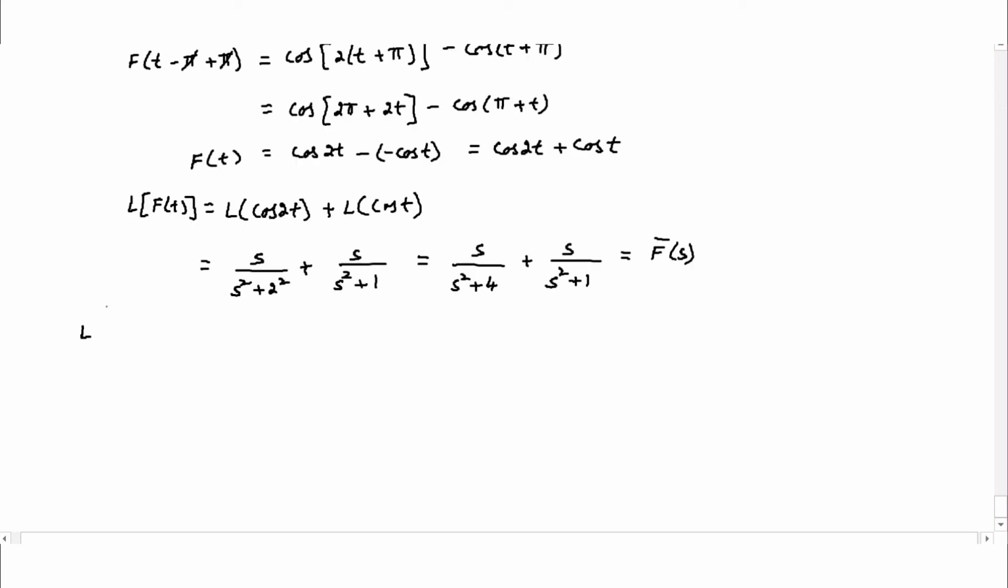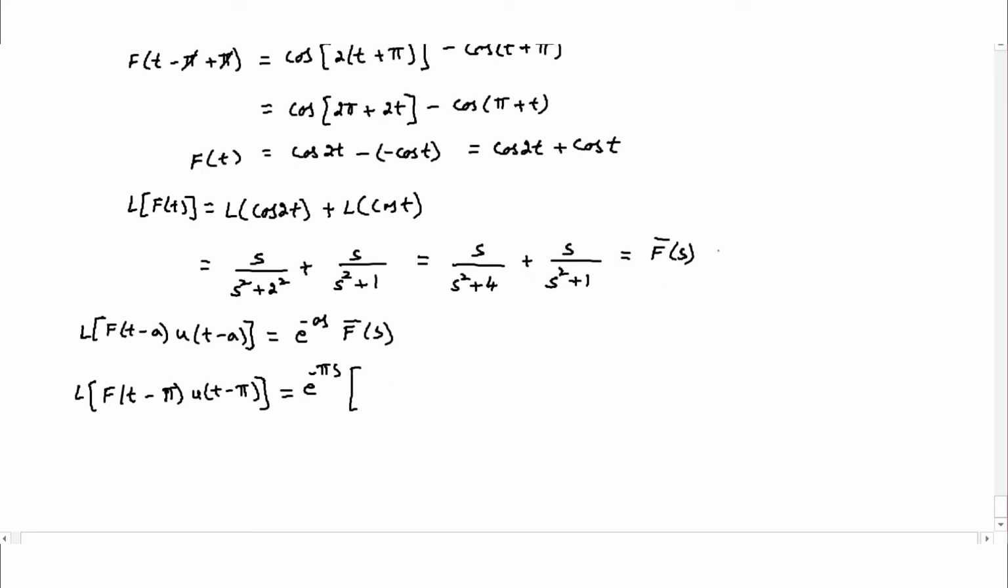So if you use the property, the Laplace transform of f of t minus a into u of t minus a will be equal to e power of minus as into F bar of s. So the Laplace transform of f of t minus a, where a in this case is pi, that is f of t minus pi into u of t minus pi, is equal to e power of minus pi s times F bar of s, which we already got over here: s by s square plus 4 plus s by s square plus 1. So take this as equation number 3.